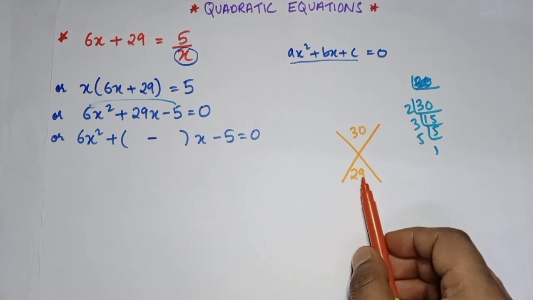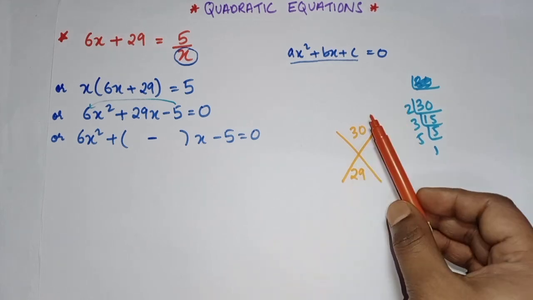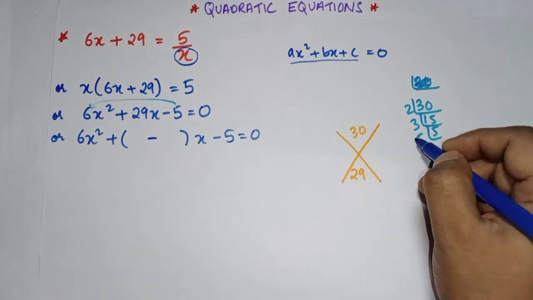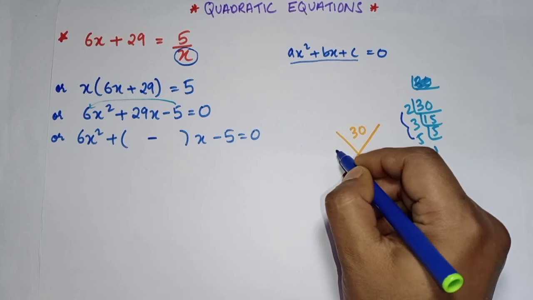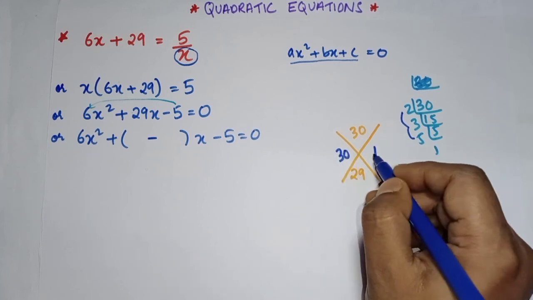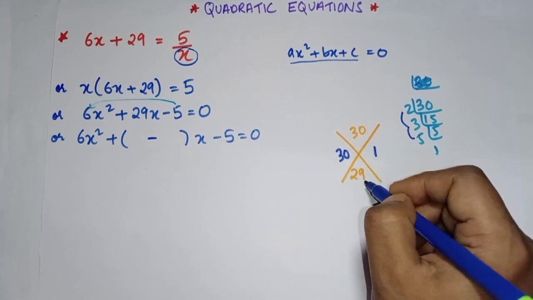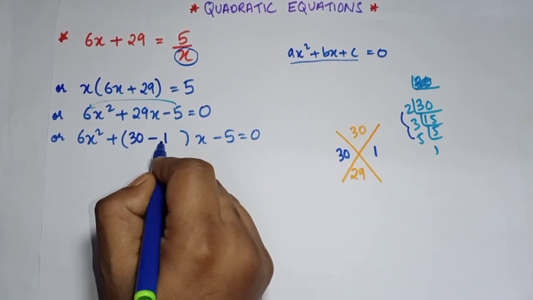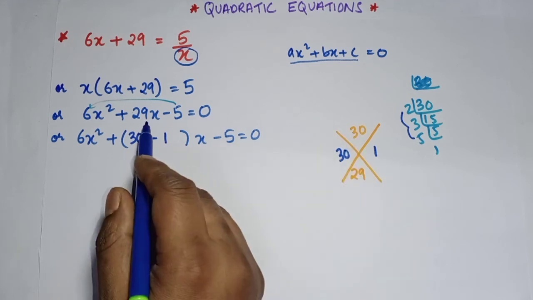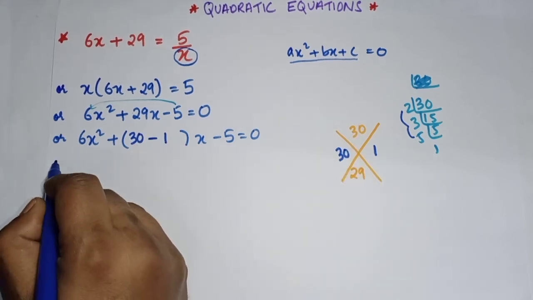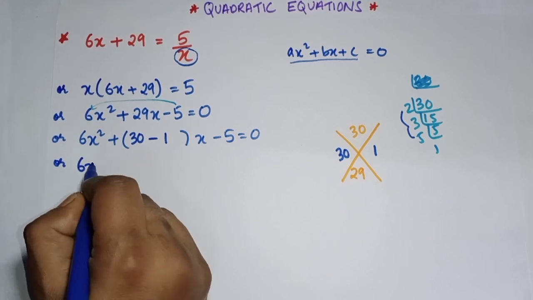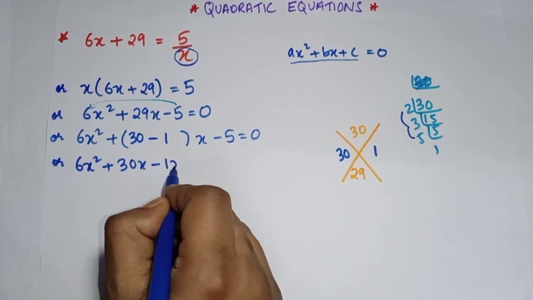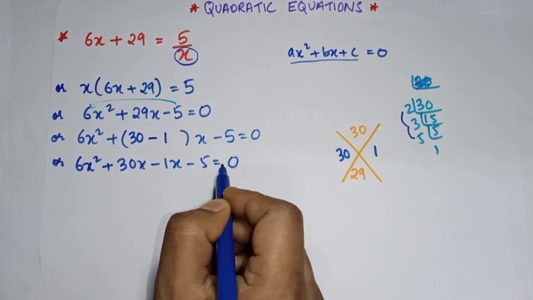See, it's a so big number. After multiplying I should get 30, and after subtracting I should get 29. So can you think of that number? 5 3s are 15, 15 2s are 30. Can I do like this? 30 and 1. 30 1s are 30. 30 minus 1 is 29. So I got the answer. So it's matching. So that's why it's called the magic cross method. 6x square plus 30 into x, 30x, plus minus 1x, minus 5 equals 0.